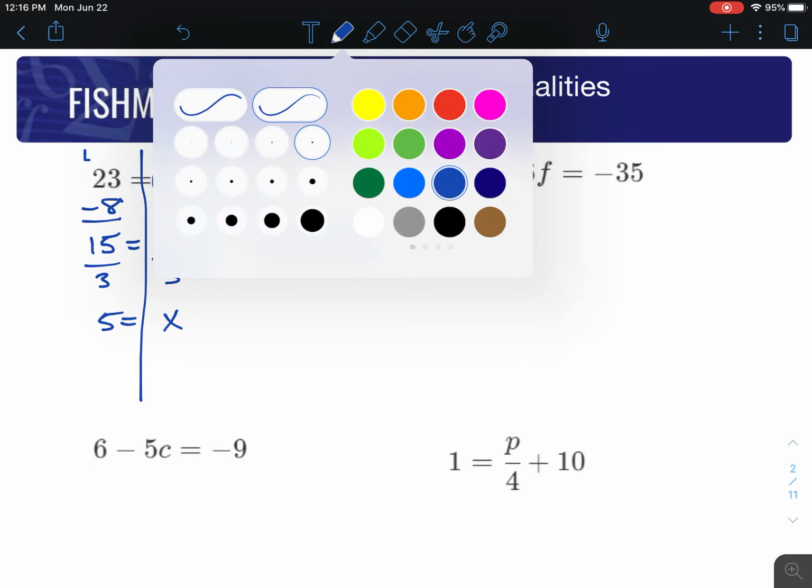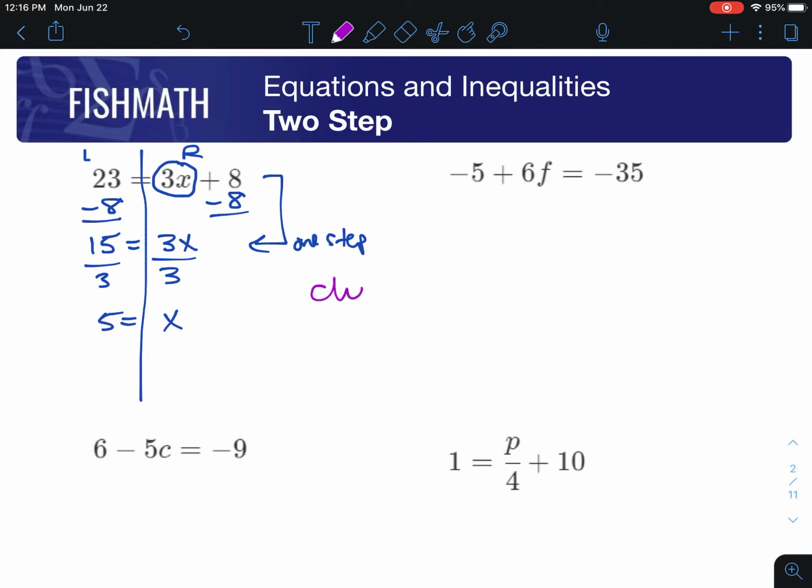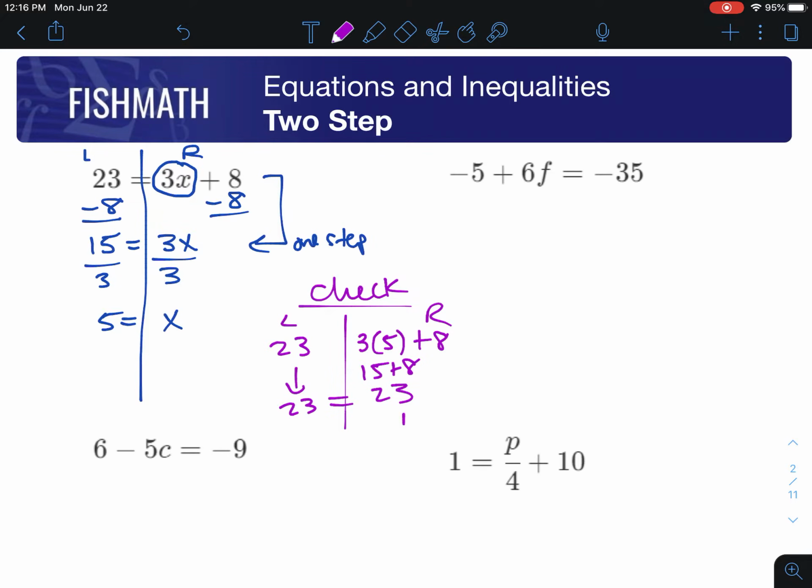Now, the way you check your work to make sure you did this correctly is you just replace x back into the equation, and you show that both sides of the equation are equal. The left side was just 23. The right side is 3 times the x plus 8, which is 15 plus 8, which is 23. They're both 23, which means that our answer is correct because the number we found, 5, makes the equation true. It makes both sides equal to each other.